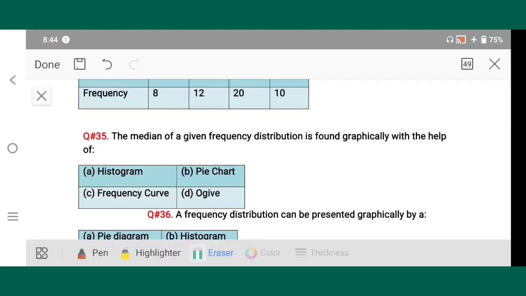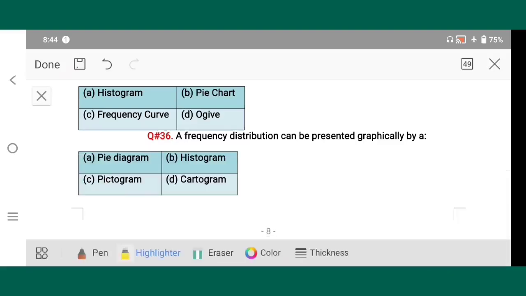Question number 35. The median of a given frequency distribution is found graphically with the help of, the options are histogram, pie chart, frequency curve, and ogive. Some pronounce it like ogive. So the correct option is ogive. Question number 36. A frequency distribution can be presented graphically by, the options are pie diagram, histogram, pictogram, and cartogram. The correct option is histogram.